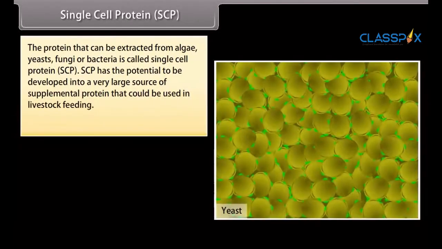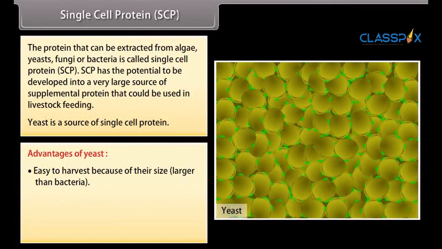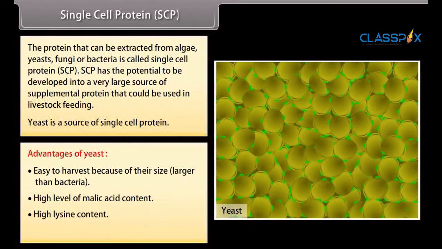Single cell protein (SCP). The protein that can be extracted from algae, yeasts, fungi or bacteria is called single cell protein (SCP). SCP has the potential to be developed into a very large source of supplemental protein that could be used in livestock feeding. Yeast is a source of single-cell protein. Advantages of yeast: easy to harvest because of their size, that is larger than bacteria, high level of malic acid content, high lysine content, can grow at acidic pH.